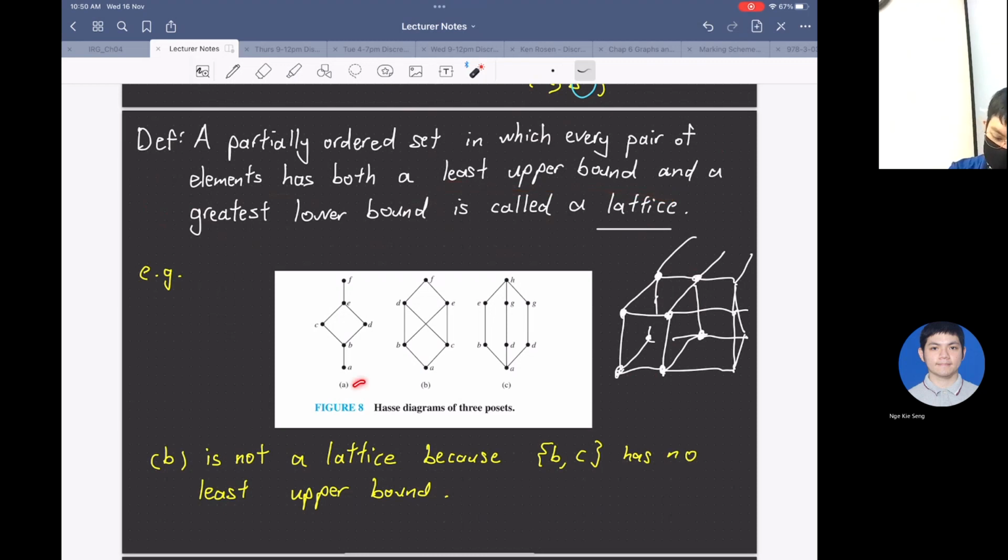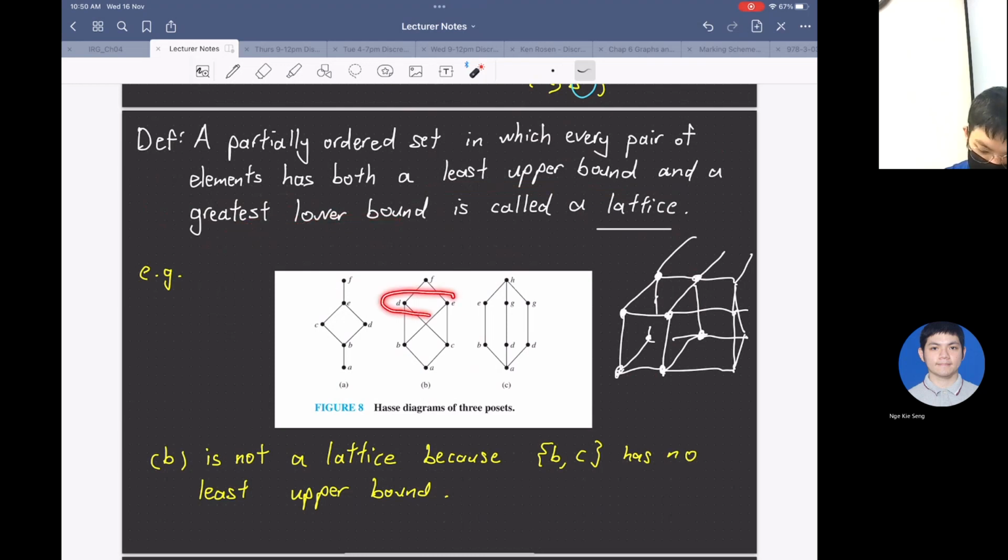In your textbook, they gave three examples here. Two of them are lattices, and one of them is not. The one that's not a lattice is this one. If it is not a lattice, that means there's one pair that doesn't have a least upper bound or greatest lower bound.